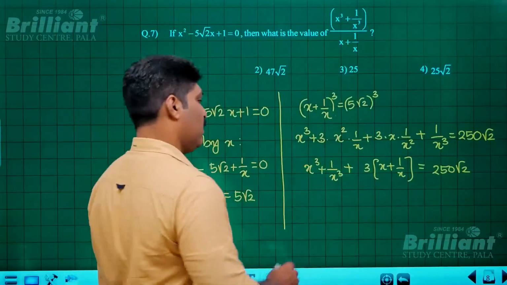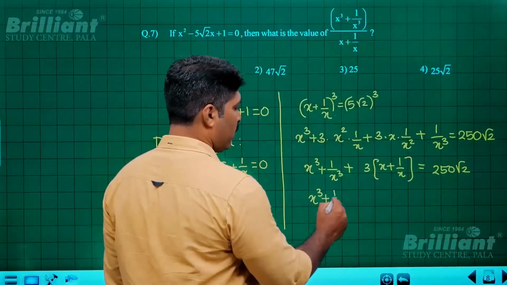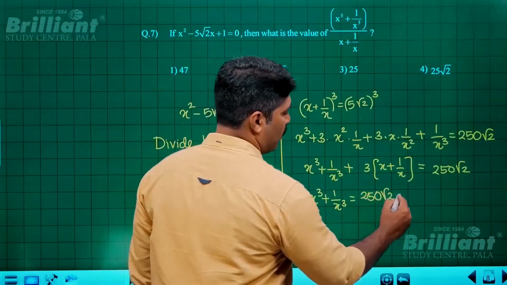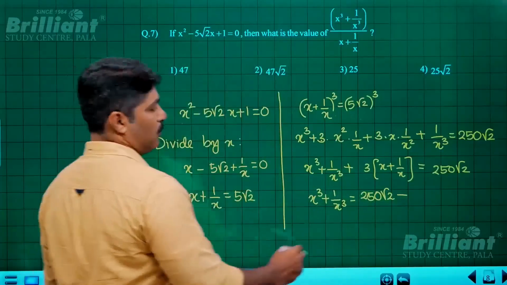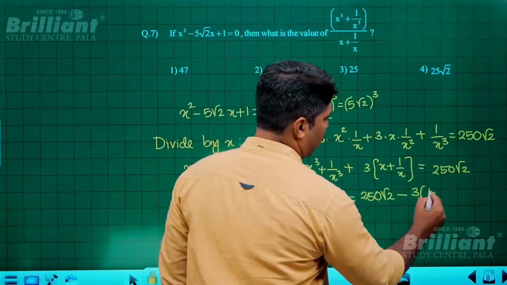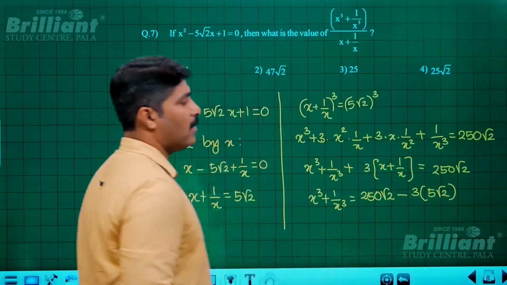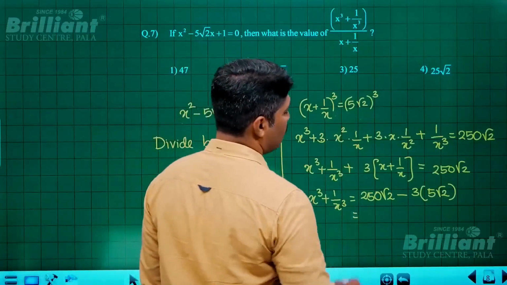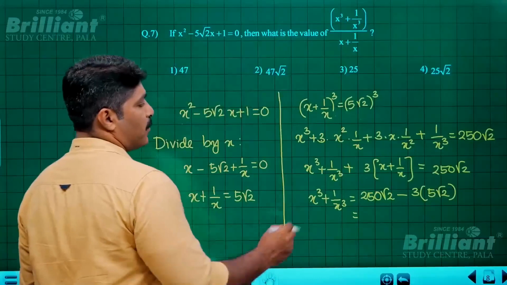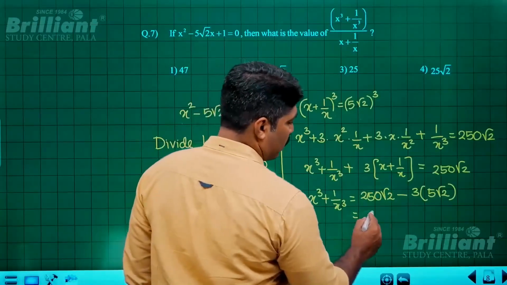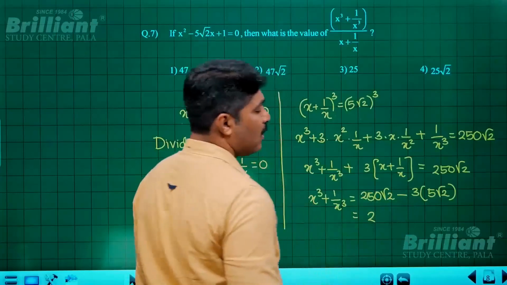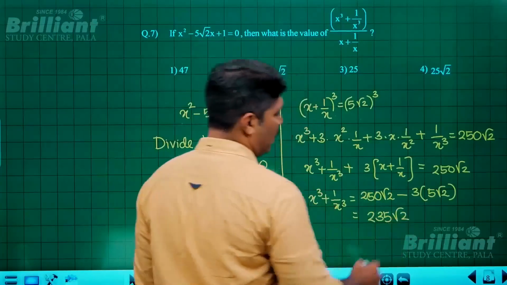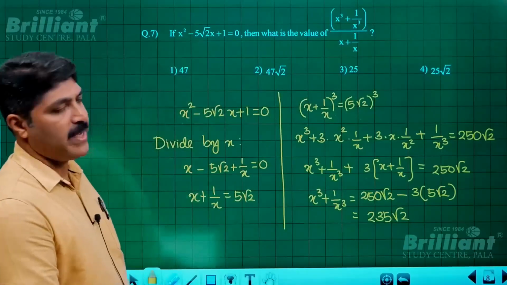X plus 1 by x. So therefore x cube plus 1 by x cube is 250 root 2 minus 3 into 5 root 2. Got it? 3 into 5 root 2. What will be the value at that time? While considering this operation, this is 15. So therefore this is 250 root 2 minus 15 root 2, so therefore 235 root 2. So this is the value of x cube plus 1 by x cube.